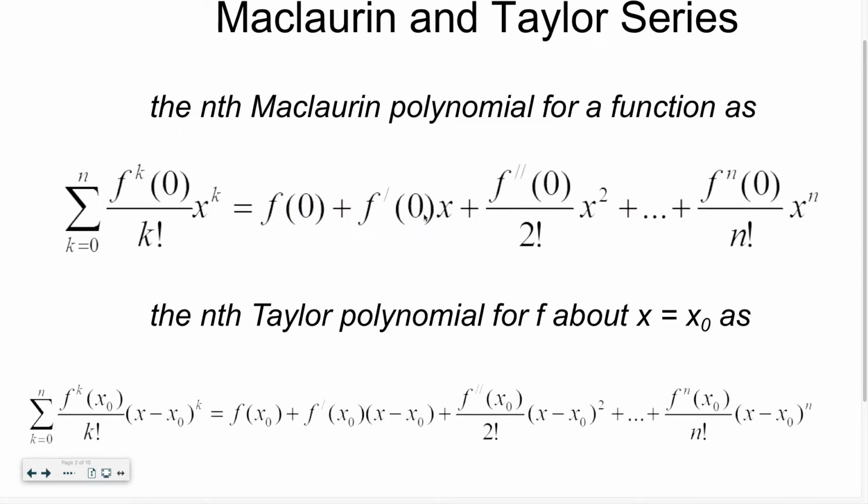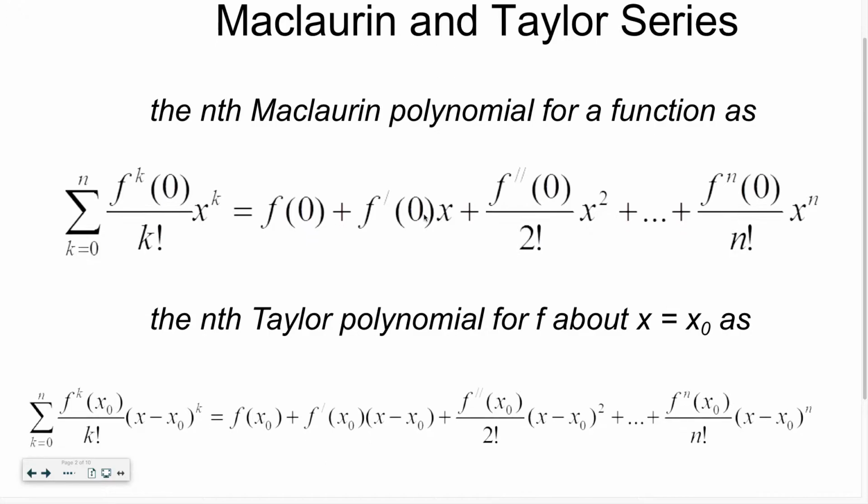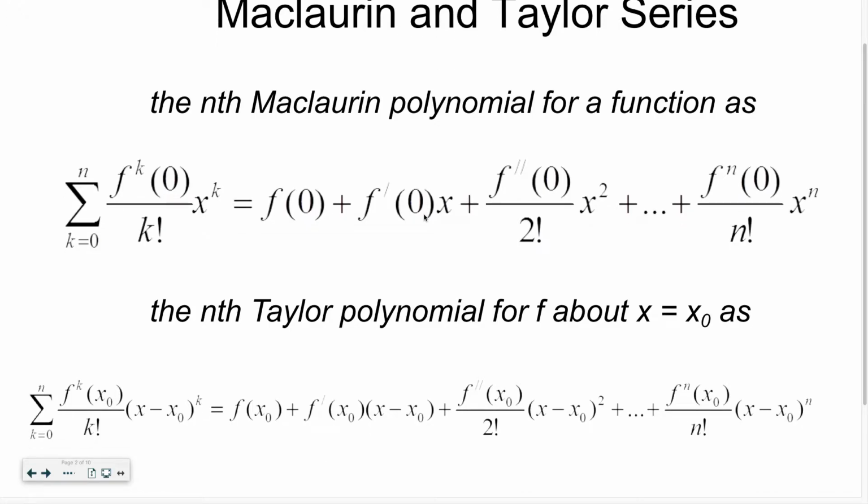So when we talk about Taylor and Maclaurin series, we know how to set up a Maclaurin polynomial, right? We find the function and evaluate it at 0. We find the first derivative and evaluate it at 0. We find the second derivative and we evaluate it at 0. And then we make all of these terms that look like this, and they're just going to continue on.